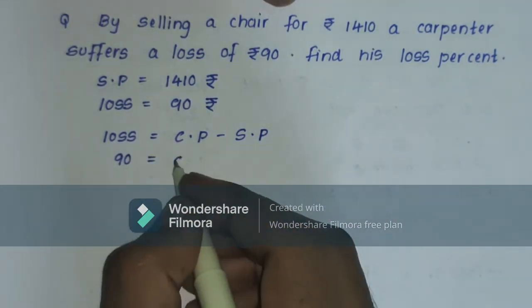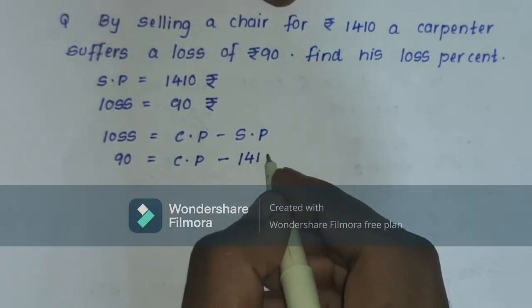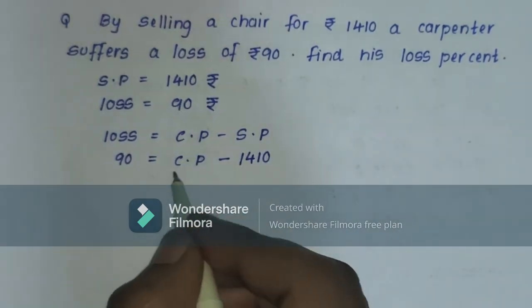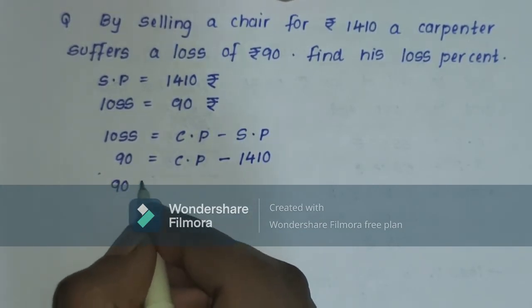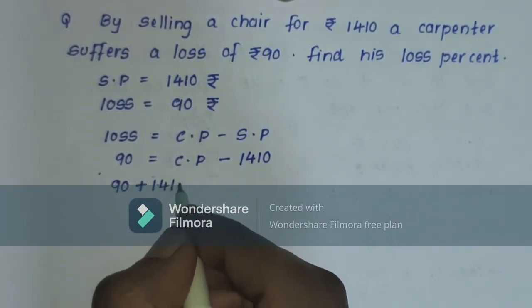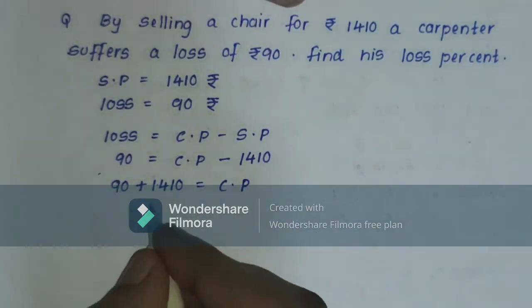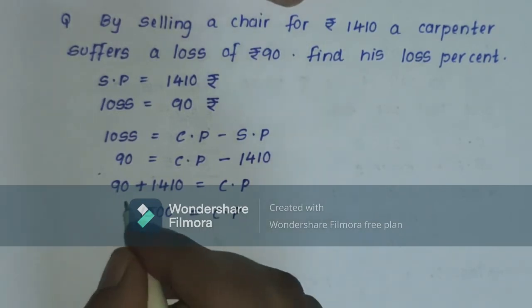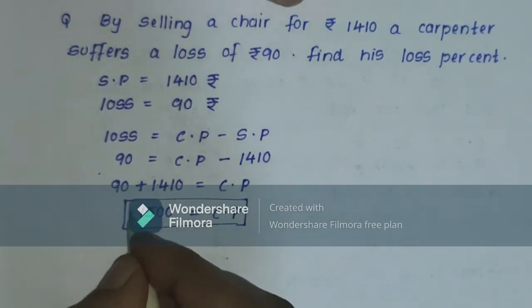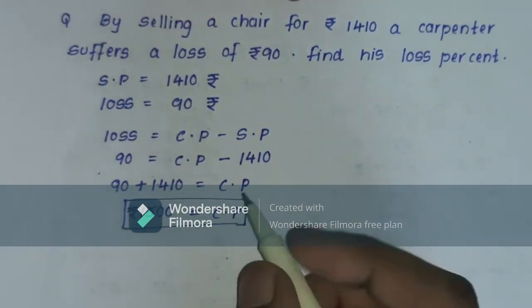You don't have a CP, so write down CP as it is, but you have a SP, that is how much? 1410 rupees. Now you can make CP the subject. That means you have to send this over to the left hand side. So you are going to say 90 plus 1410 is equal to CP. That is why we can say 90 plus 1410 is equal to 1500. So our CP value is how much? 1500 rupees. This is how we find out the CP.